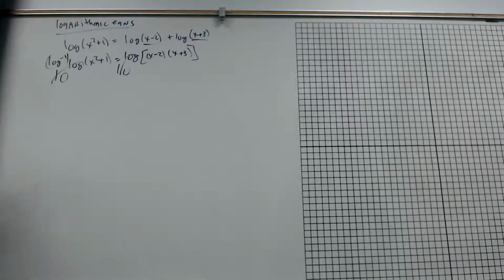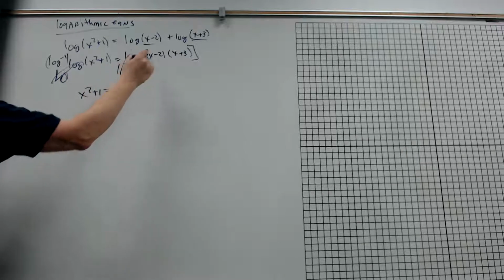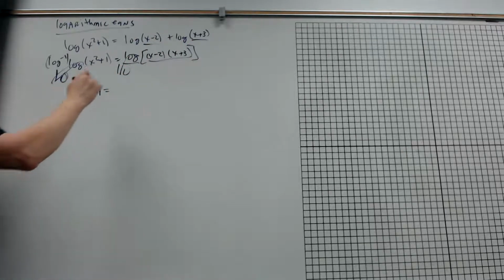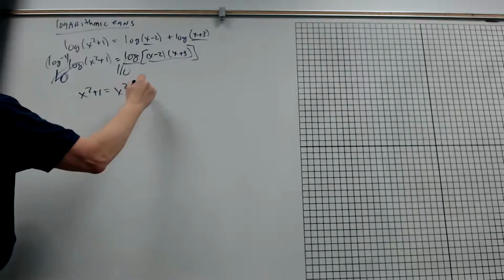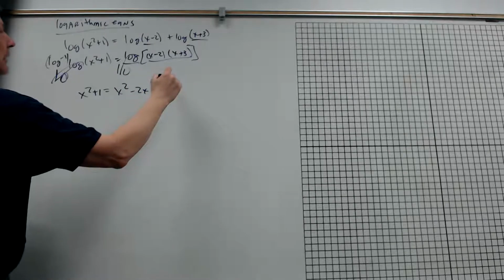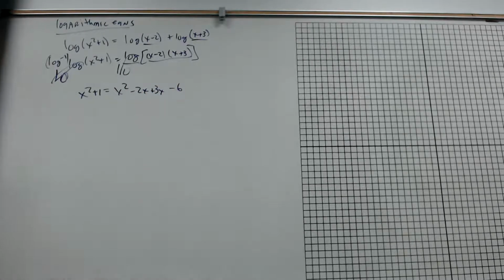Okay? So now, if we put that as the exponent, then those will wipe out and you get x squared plus 1 equals, and I'm going to FOIL that while we go, x squared minus 2x plus 3x minus 6, right? Does that make sense? Okay? So now it's easy, right? This is just regular algebra. So what would you do now? We've got a couple questions.